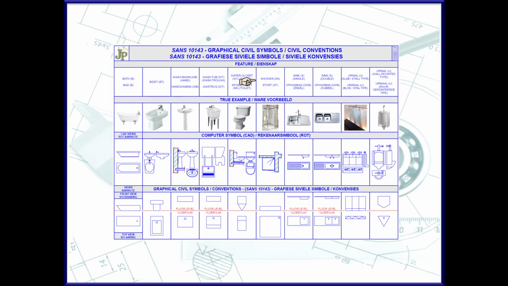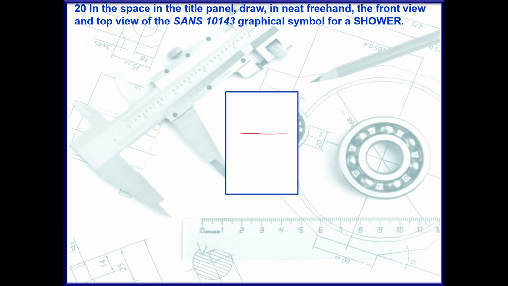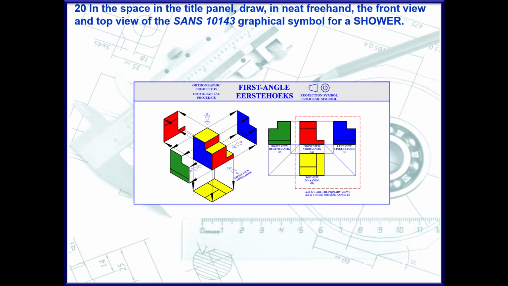So first we need to locate the shower, and we can look at our convention for our view on plan that we will draw in our floor plan. And we can also look at the convention that we will see in our elevation. I can use my space provided, and I can draw in neat freehand the top view for the shower as well as my front view for the shower. The reason why my front view is drawn at the top and my top view is drawn at the bottom is because of my first angle orthographic placement, where I can clearly see my front view is drawn at the top with my top view drawn right underneath the front view at the bottom.